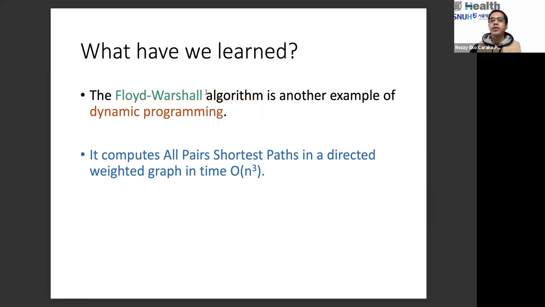Later, if you want to use this criteria in your bachelor degree research, it will be great because it is also useful for industry logistics research. Maybe you can use these methods for your research thesis. So the goal is similar: we want to compute all pairs of shortest paths in a directed weighted graph in time O(n cubed), so we can find every all-pairs shortest path.